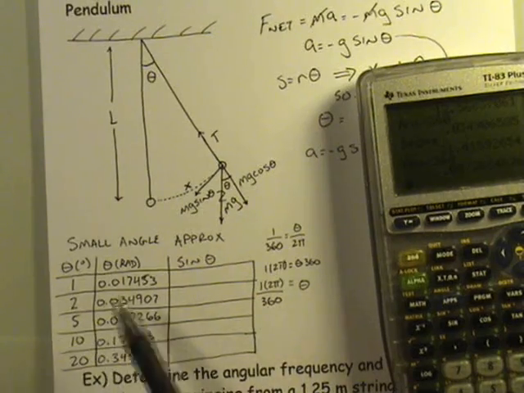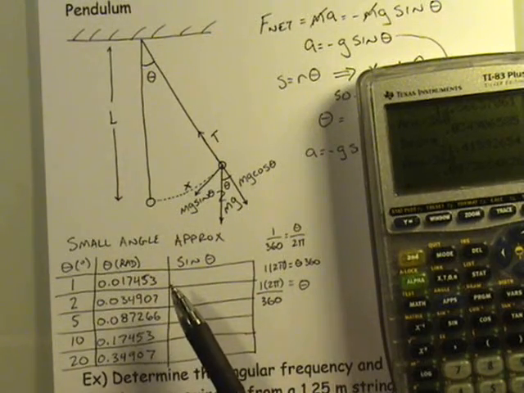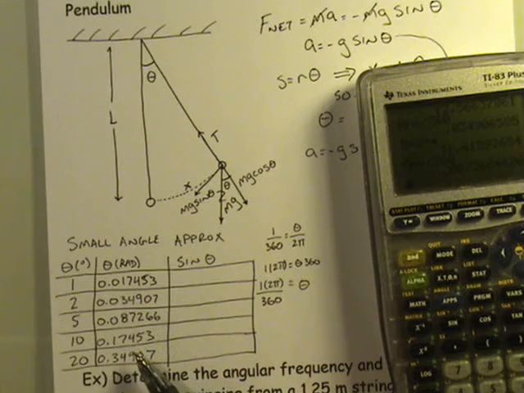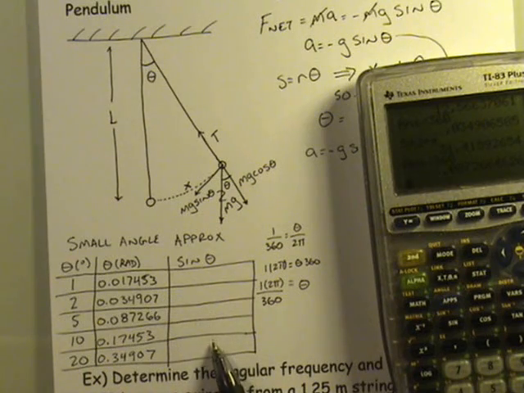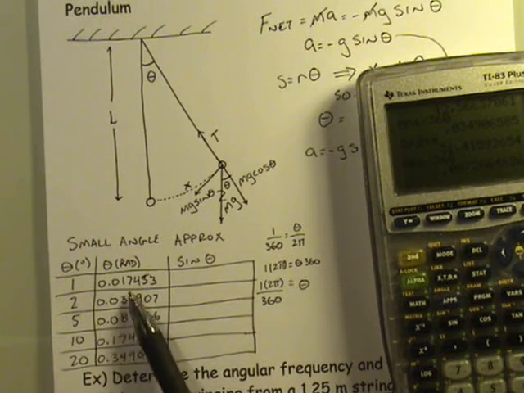Okay, so we have 5 fairly small angles. 1 obviously very small, but even at its biggest, 20 degrees, that's still a relatively small angle. So let's plug in our calculator and see what we come up with when we take the sine of this angle.